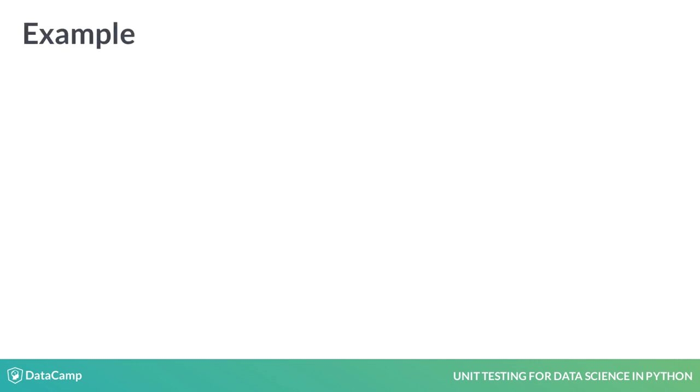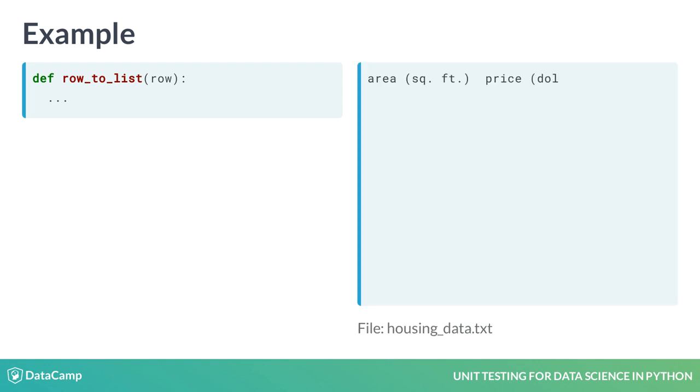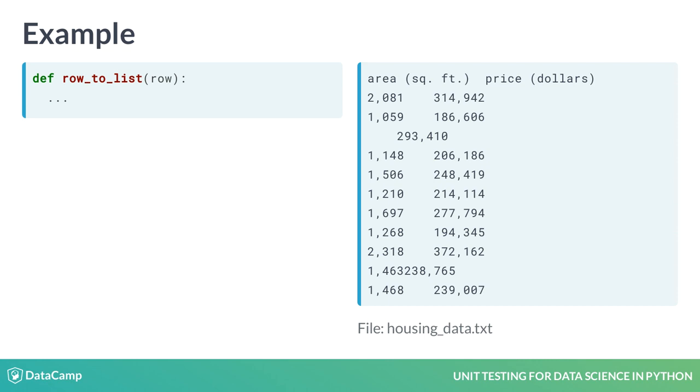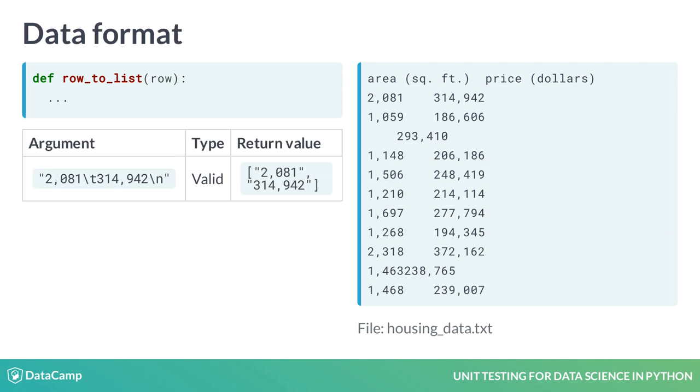Let's look at an example function. It's called row2list. It takes a single argument, which is a Python string. The string is a single row in a data file which contains data on housing area and market price of the house. The string contains the housing area in square feet, followed by a single tab, followed by the housing price in dollars, and ending with a new line character.